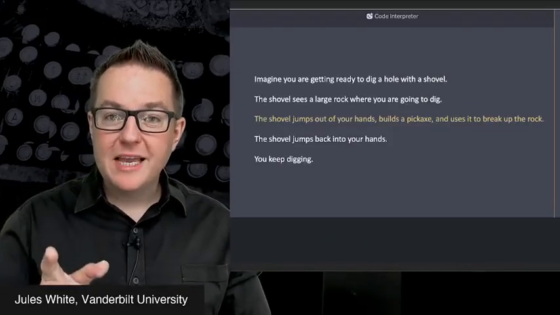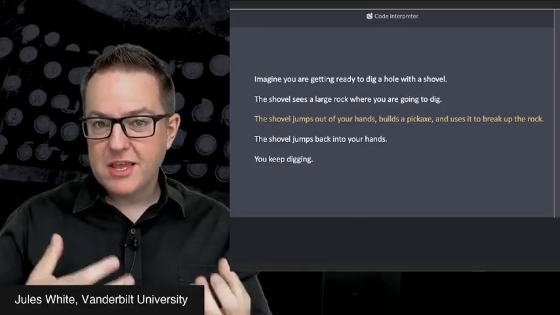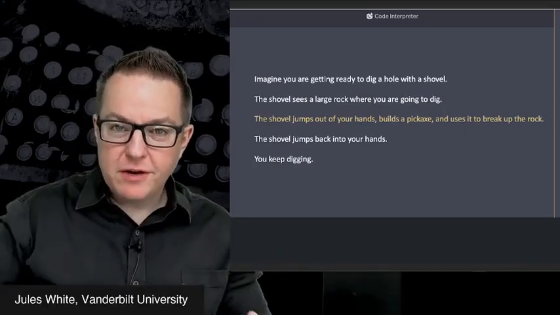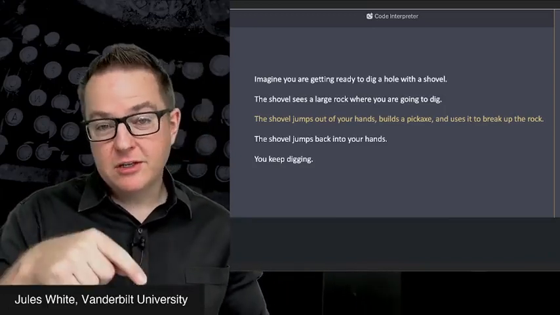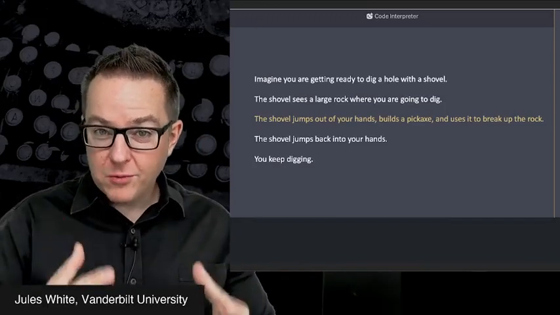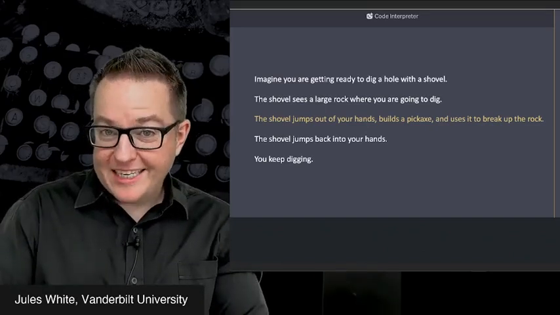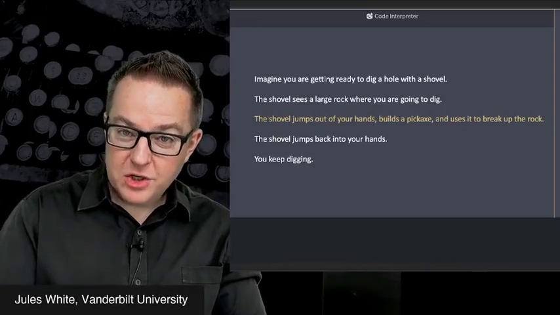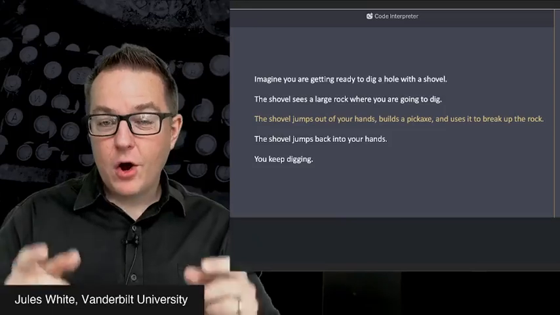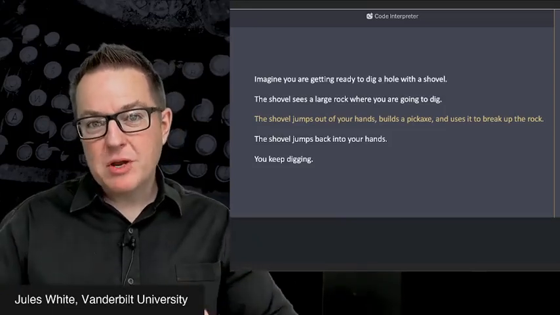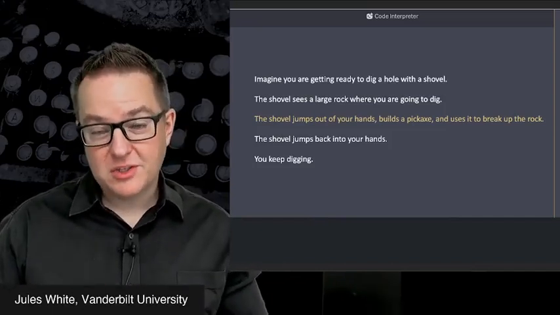Now, what makes this so amazing is I want you to just use an image in your head throughout this course to think about what's going on. Imagine you've got a shovel in your hands and you're going to dig a hole. But right before you go to dig that hole, your shovel looks down and notices there's a rock right where you're going to dig that hole. And your shovel jumps out of your hands, builds a pickaxe itself, breaks up the rock, and then your shovel jumps back into your hands and you continue digging. And that's what you're going to have happen over and over with Code Interpreter: it's going to build its own pickaxe to solve a problem that it sees that needs to be solved in order to accomplish the task that you're trying to do.